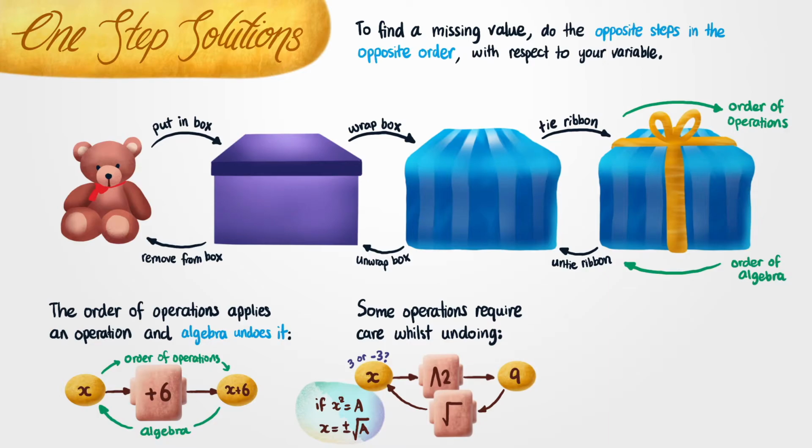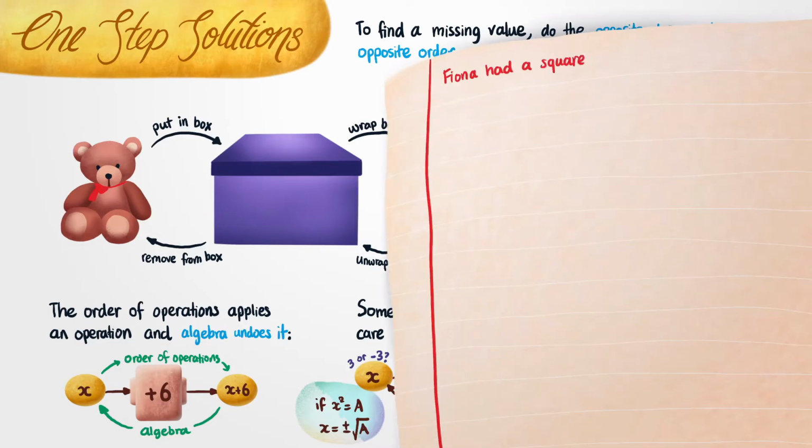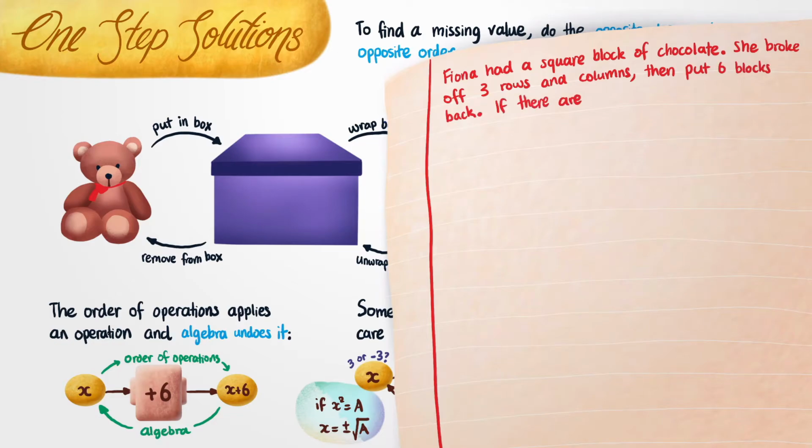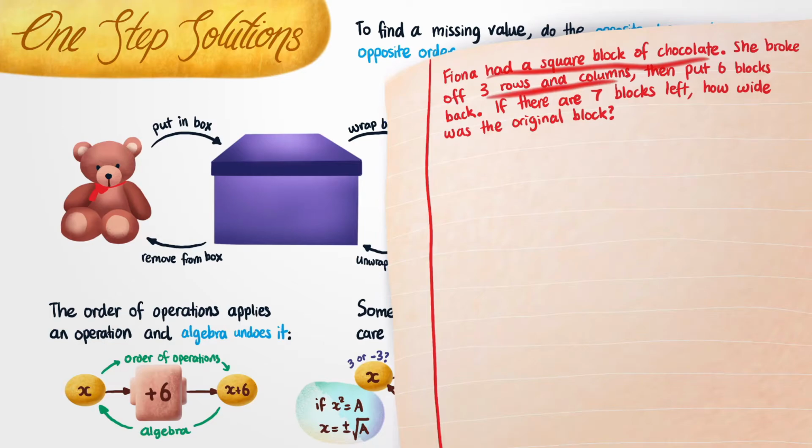Now again, rather than just telling you that, let me show you an actual example and we'll work through it together. Okay, so here's another problem here. We're told that Fiona has a square block of chocolate. She breaks off exactly 3 rows and 3 columns, then she takes 6 of the blocks she broke off and puts them back. If she is left with exactly 7 blocks, how wide was the original block of chocolate in squares?